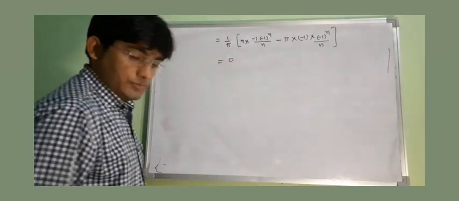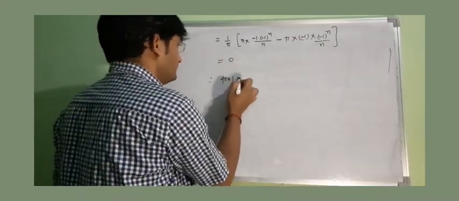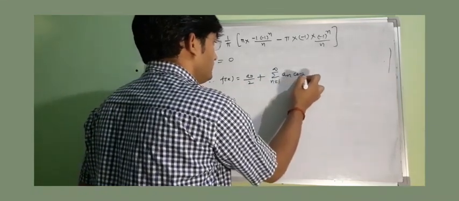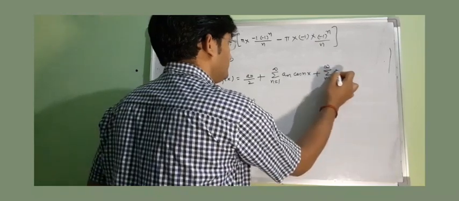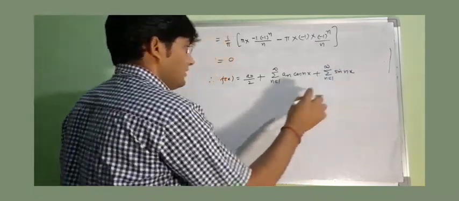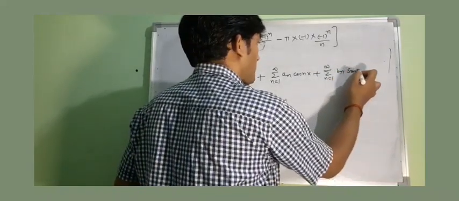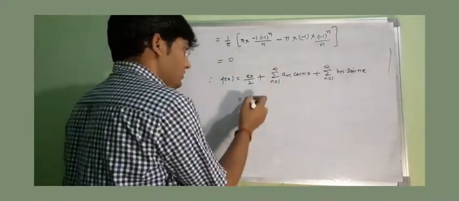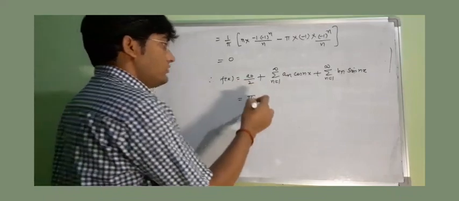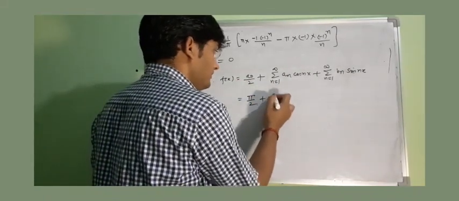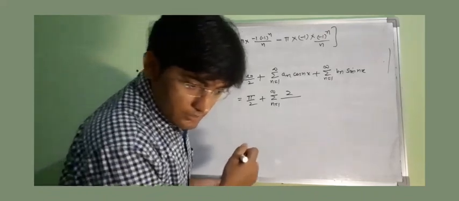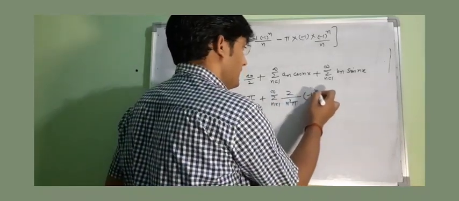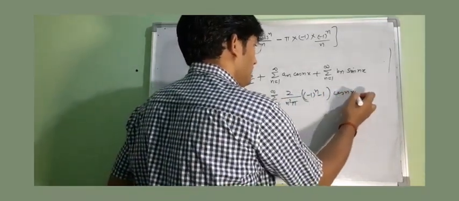Therefore the Fourier series expansion of f(x) is equal to a0 by 2, plus the sum from n equal to 1 to infinity of an cos nx plus bn sin nx. So f(x) was your discontinuous function, and a naught was pi. Now an was 2 upon n square pi, this was your 2 upon n square pi into minus 1 to power n minus 1. So this was your an, and bn was 0, so this is 0.